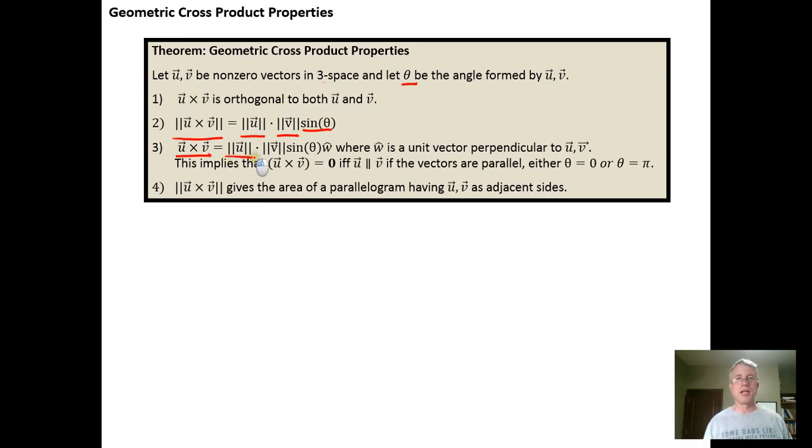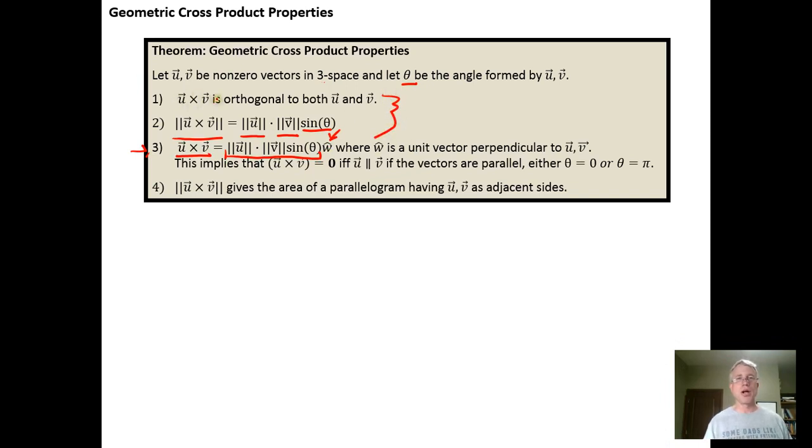Claim three is that if we take u cross v, we can find u cross v by taking the size of u sine theta, and then multiplying it by w hat, where w hat is just a unit vector perpendicular to both u and v. So this property 3 really comes from applying properties 1 and 2 simultaneously.